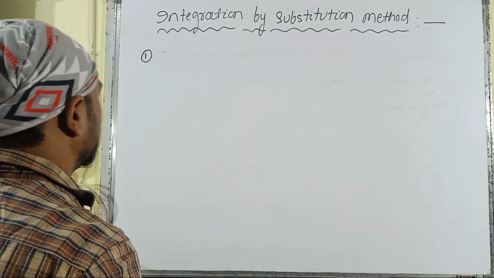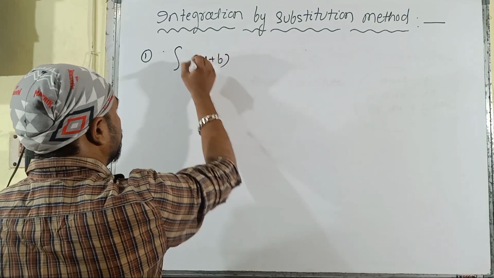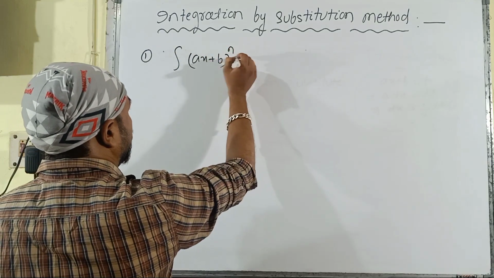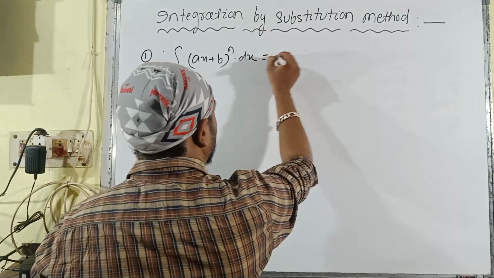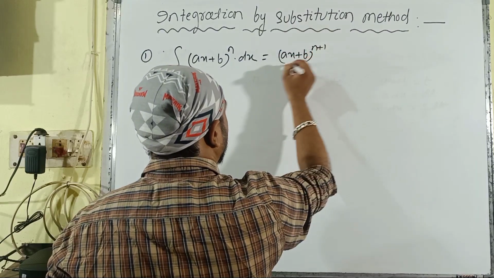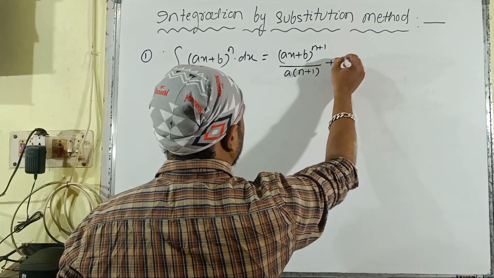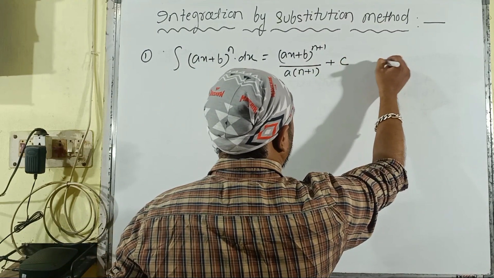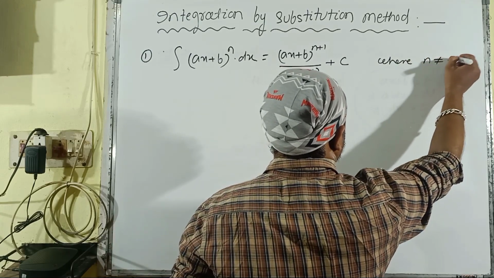So here is the first theorem: integral of ax plus b to the power n dx is equal to ax plus b to the power n plus 1 divided by a multiplied with n plus 1, plus any constant c, where n is not equal to minus 1.